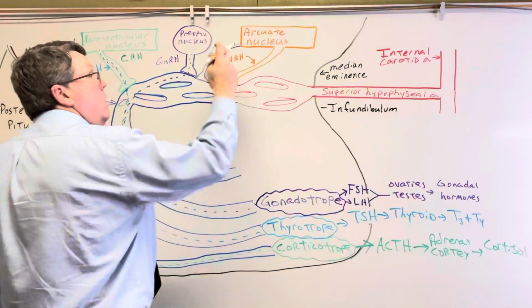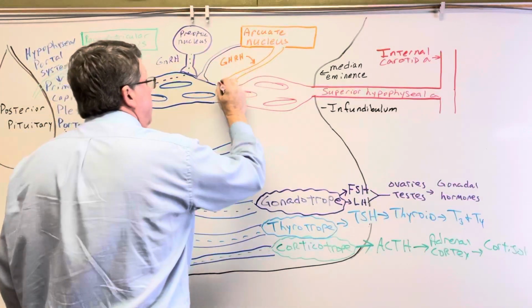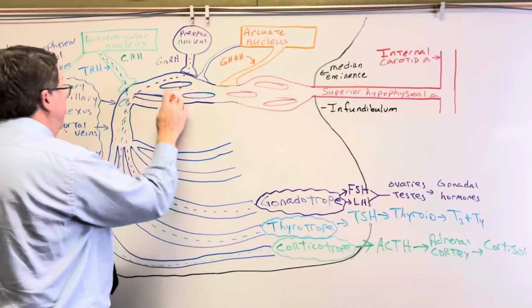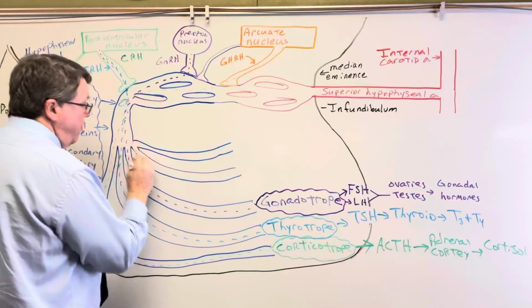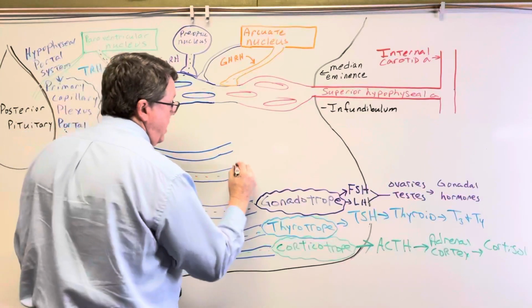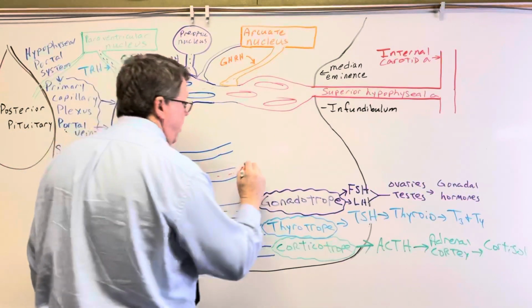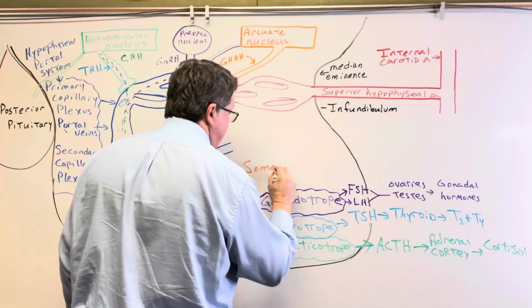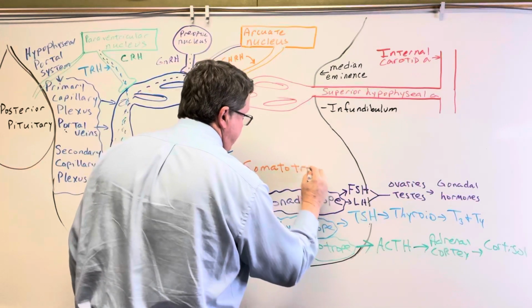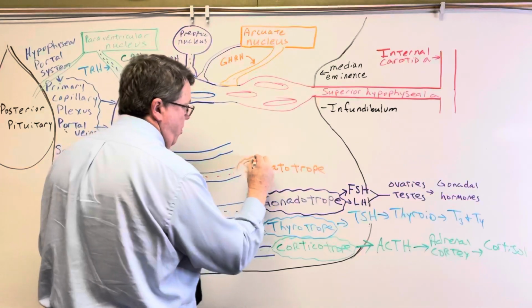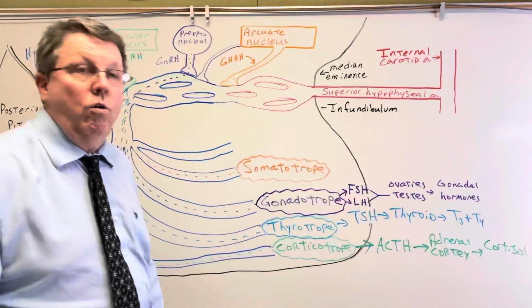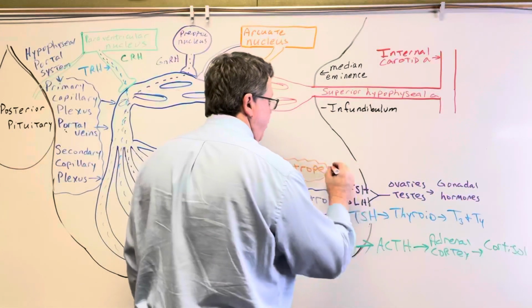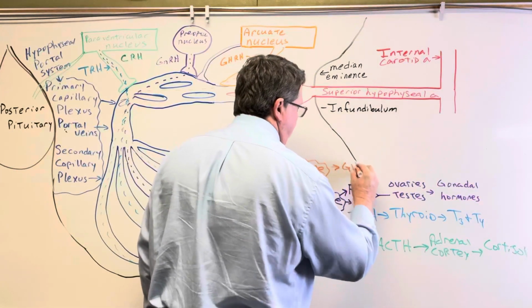is going to basically be released, and it's going to come down through into the primary capillary plexus, into the portal veins, through the secondary capillary plexus, and it is going to go to a cell called a somatotrope. Right? What the somatotrope is going to do is produce a hormone which we call growth hormone. I'm going to put GH for growth hormone.